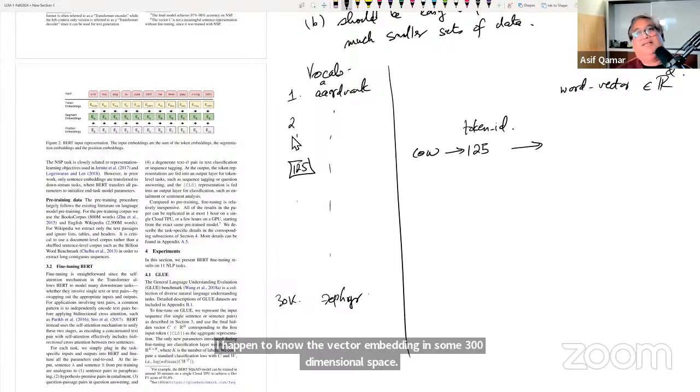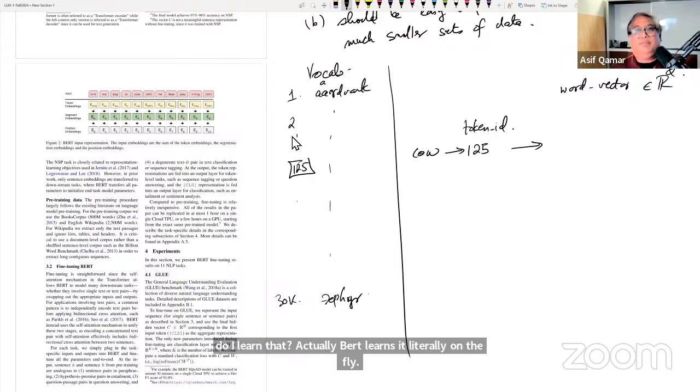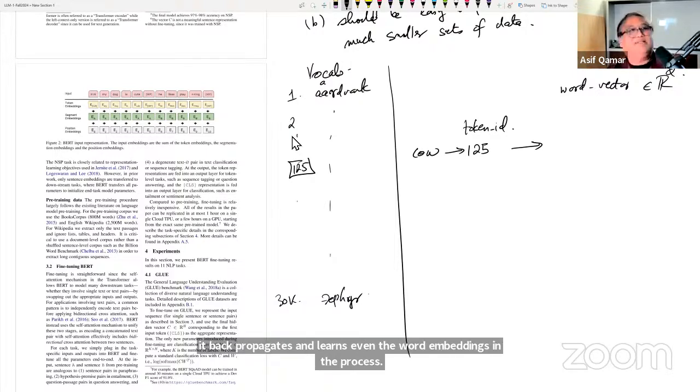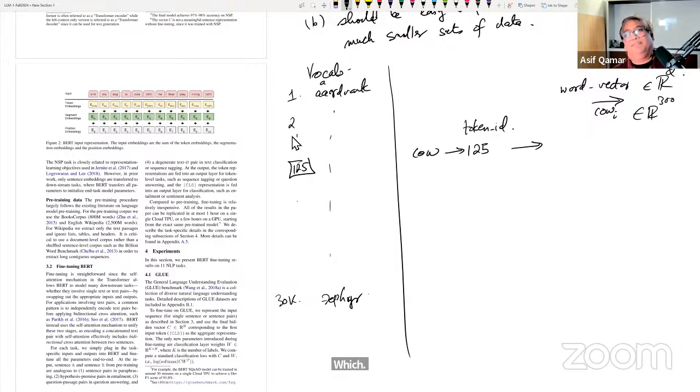Actually, BERT learns it literally on the fly because of the masked language model. There's a technicality: it's differentiable, so it backpropagates and learns even the word embeddings in the process. But for simplicity of understanding, imagine that it looks it up in some place, right? So for every word, like cow, there is a vector which lives in, let's say, 300 dimensional space. Imagine there's a database for that, right?